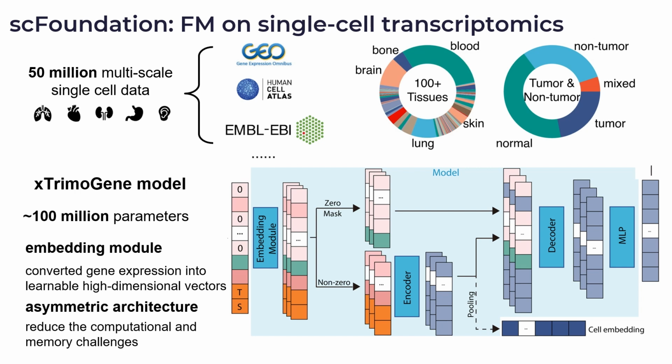Single-Cell Foundation is based on the xTrimoGene framework. This is a model designed for single-cell RNA sequencing data. It uses an embedding module to turn gene expression data into high-dimensional vectors that the model can understand. Its asymmetric architecture is optimized for the sparse nature of single-cell RNA data. This design overcomes the limitation of traditional transformers, which struggle with long gene expression sequences.